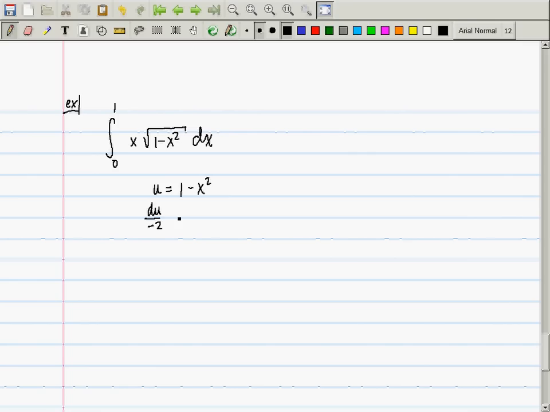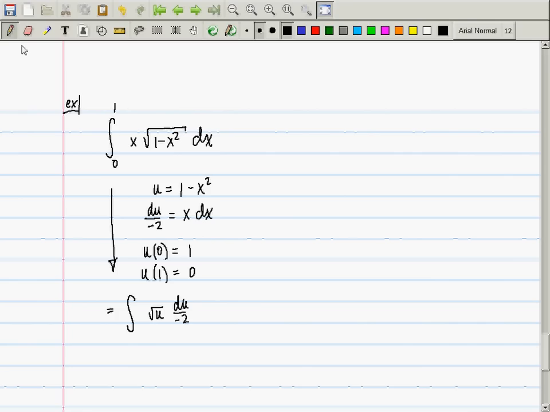If you do that, then you will determine that du divided by negative 2 is equal to x dx. With that, it's enough. I'm going to go ahead and substitute the limits. You don't have to substitute the limits, but I'm going to do it. u evaluated at 0 is 1, and u evaluated at 1 is what? 0. So this becomes the square root of u, and then du over negative 2.